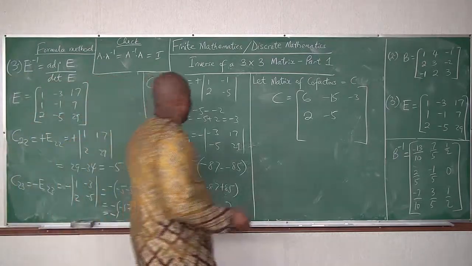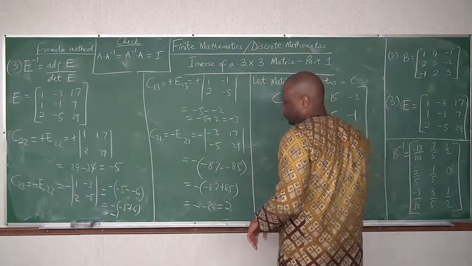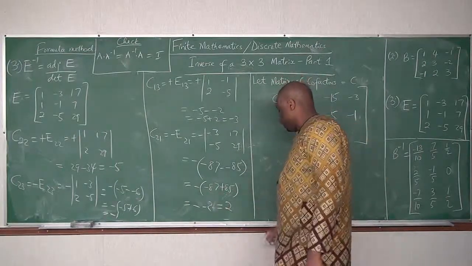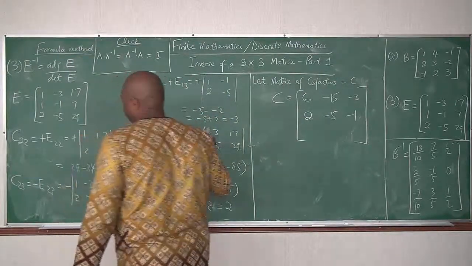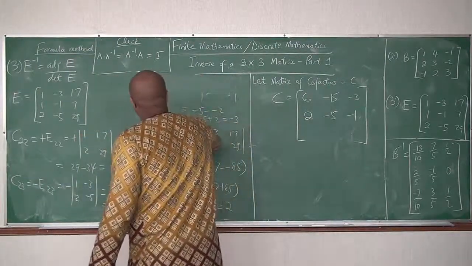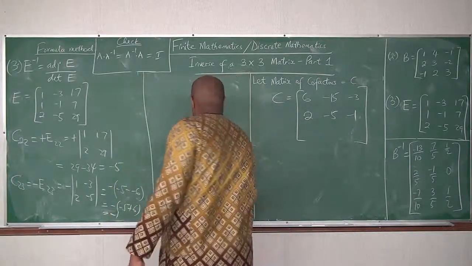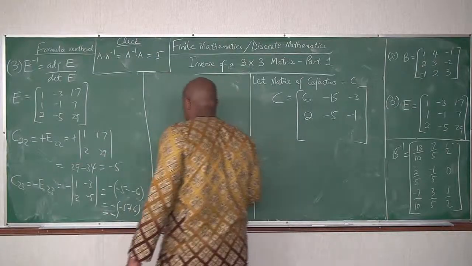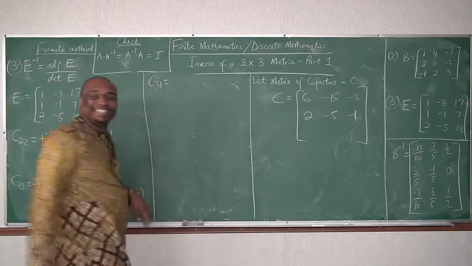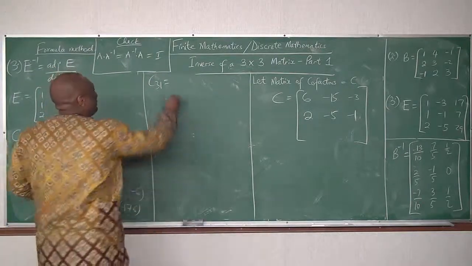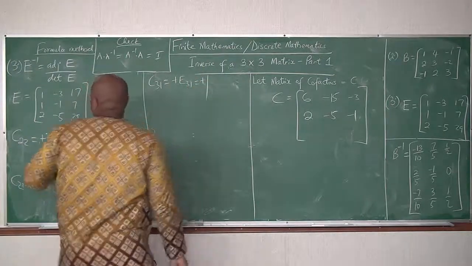Cofactor of 2, 3 is negative 1. And we shall still check this to know whether we are right. We shall still check it when we try to find the determinant. Okay, let's finish it up. Let's find the rest. C24, C31. Yeah, I just said C24, don't mind me. C31 is plus E31, which is plus the determinant.